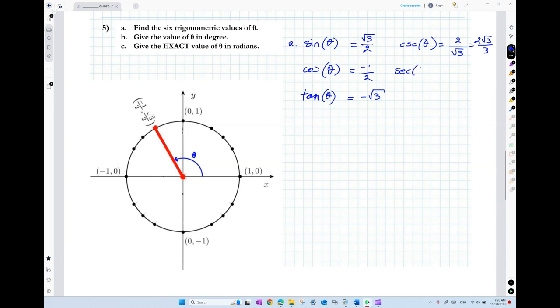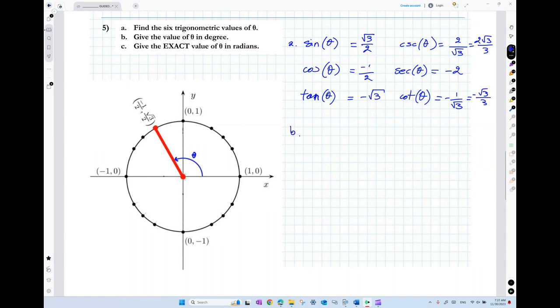Then secant of theta would be the reciprocal of cosine. I'll just have negative 2. And cotangent of theta would be the reciprocal of tangent, so negative 1 over square root of 3, which is just negative square root of 3 over 3.